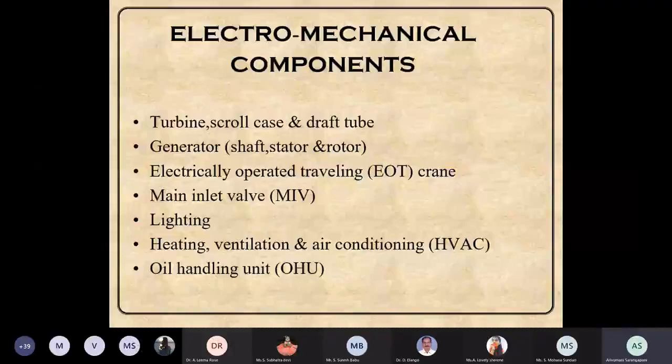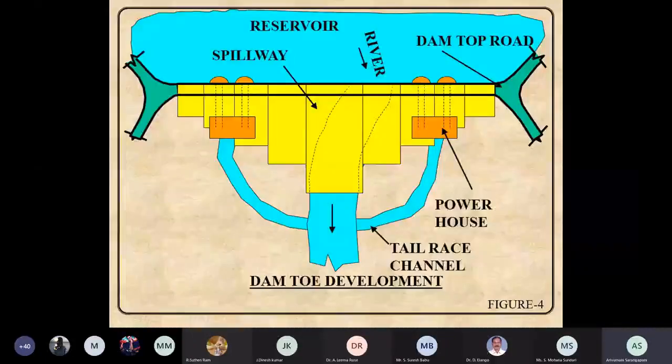The main inlet valve is nothing but, after the penstock, one small valve to control the water flow into the turbine. That is called the main inlet valve. Lighting, heating, ventilation, and air conditioning will be handled by electromechanical equipment, and an oil handling system also will be there. This is a compact one. We will not have any tunnel.